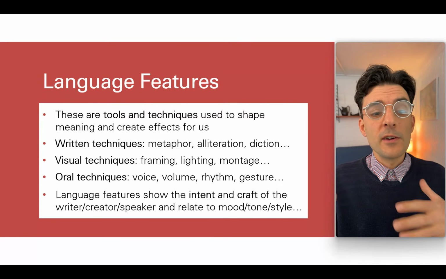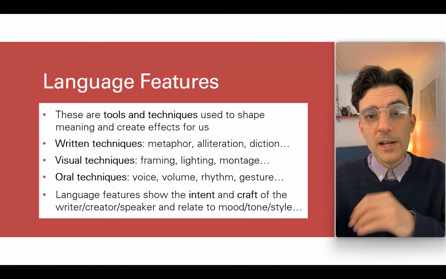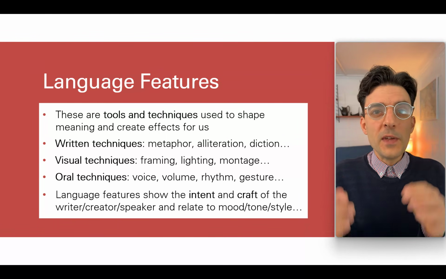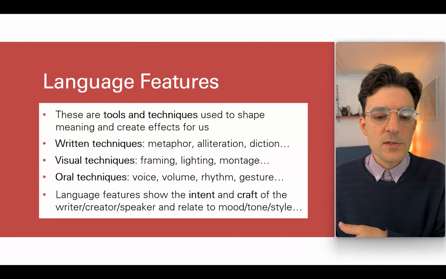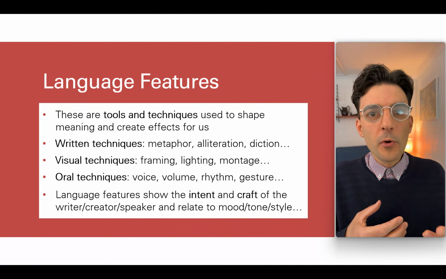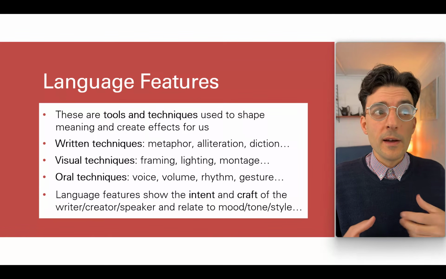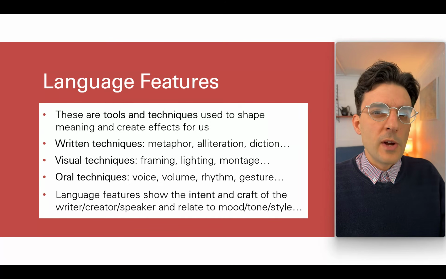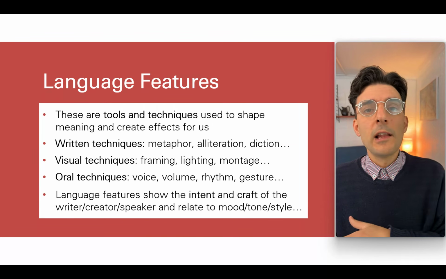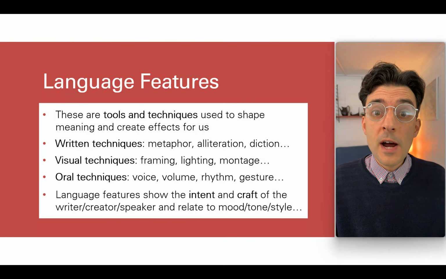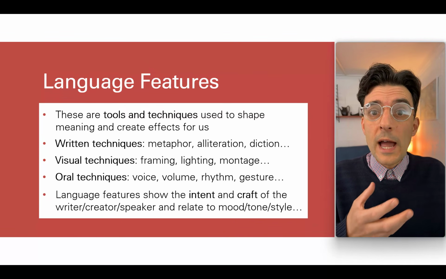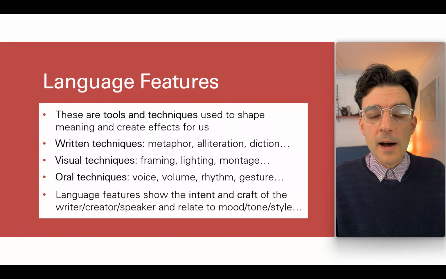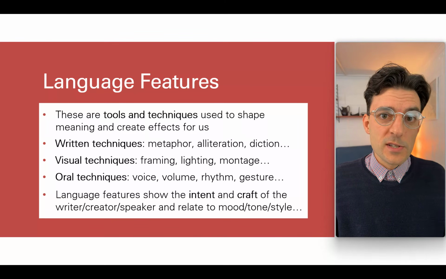All of those things constitute what we might call oral language features or oral techniques. Now, language features are all about intent and crafting. They're used for reasons to craft a text in a certain way, and they're very important to establishing things like the mood or atmosphere, the tone, the kind of voice that the creator is adopting, and even the specific style of that creator. Think about certain film directors who will use certain visual language features because that's part of their cinematic style. It's kind of their trademark. So that is language features for you.